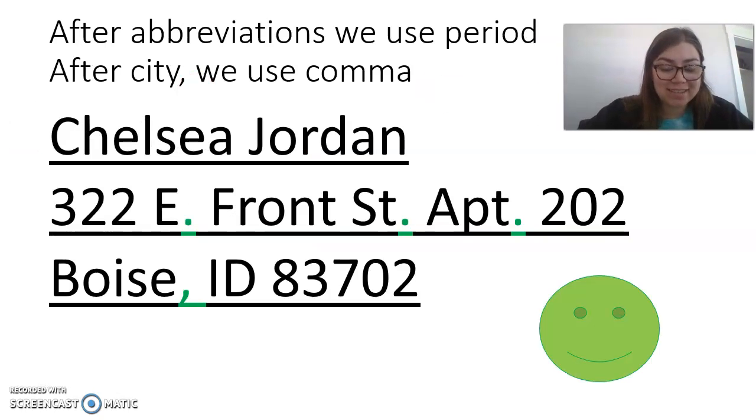So after abbreviations, shortened words, we use a period. After the city in an address, we use a comma. So, Chelsea Jordan, 322 East. See, now there is a period after East, the abbreviation for East. East, period. Front Street. Street is an abbreviation, so we put a period. Apartment is an abbreviation, so we put a period. Now, Boise is the city, and after the city, we use a comma. So we have to have the comma after Boise. Okay, this is about punctuation, but there are more mistakes you can make about writing addresses.